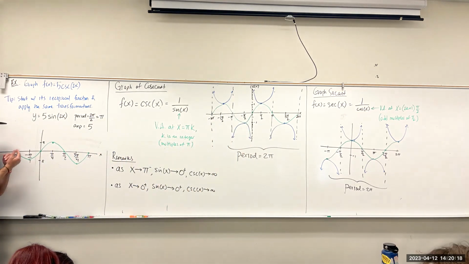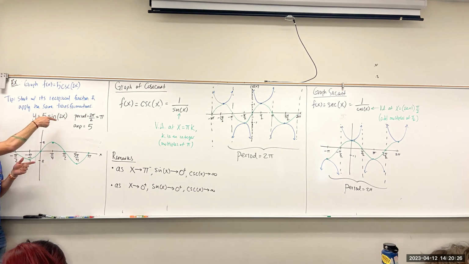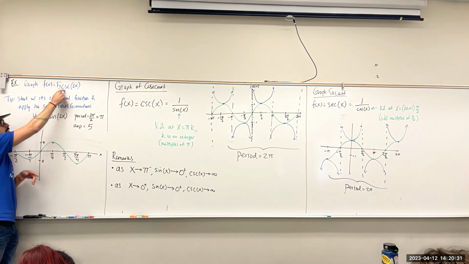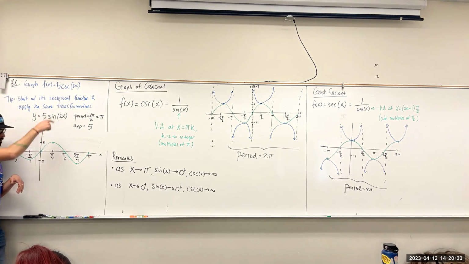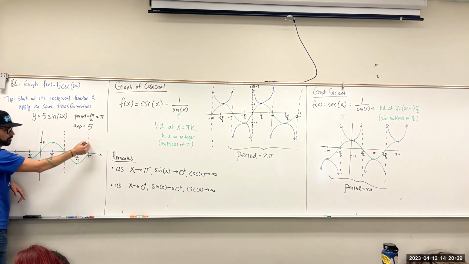So where do we end up having vertical asymptotes? Wherever it crosses an x-intercept, because that's where this sine function will be 0, right? That's where this guy's going to be 0. And this is a reciprocal of this one, so I don't want this to be 0. So therefore, wherever I have an x-intercept, I'm going to have my vertical asymptotes.